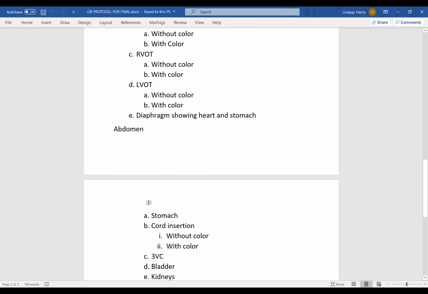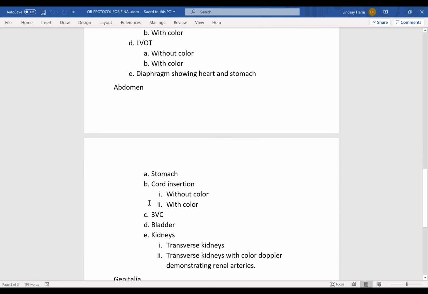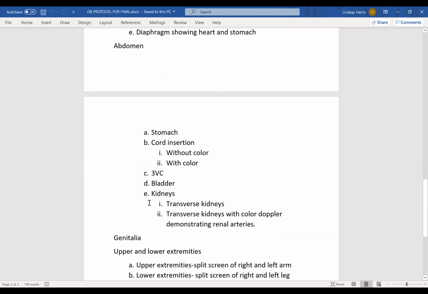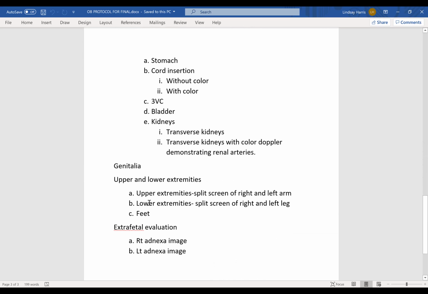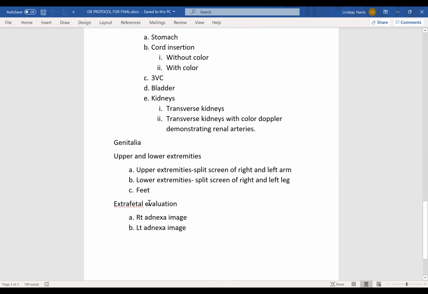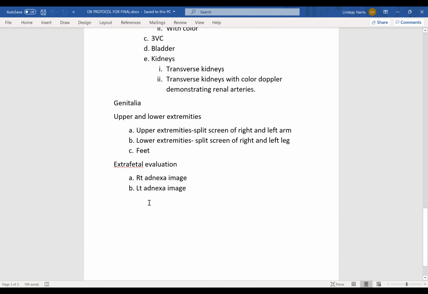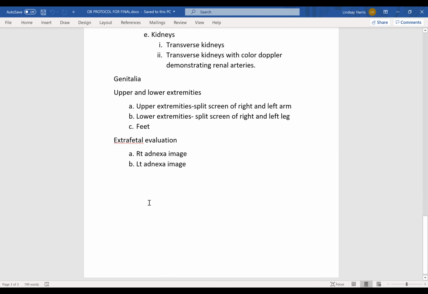Then you'll continue down on the baby and look at the stomach, the cord insert, the three vessel cord, the bladder, and the kidneys. You'll look at genitalia, which is what most of these patients think is the reason they're there, which it is, to find out the gender, but they don't understand everything else that is going into this, which is making sure their baby is okay. You'll look at the upper and lower limbs and the feet, and then you'll evaluate the right and left adnexa of the uterus to make sure that there's no large corpus luteal cyst or a dermoid or something that could cause some issues.